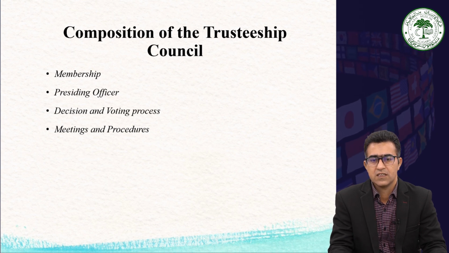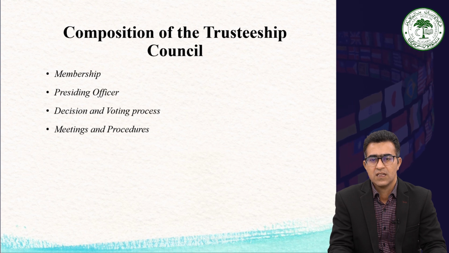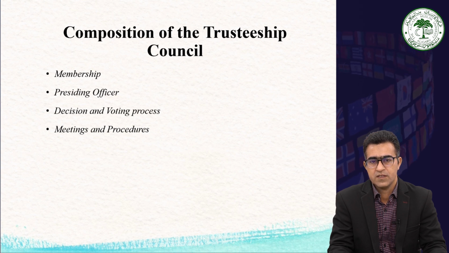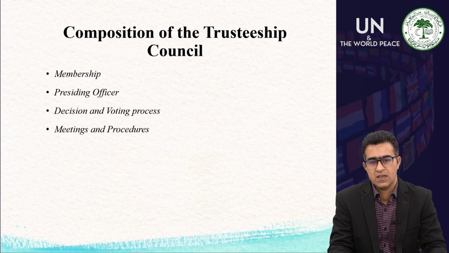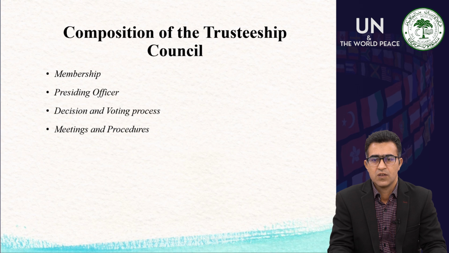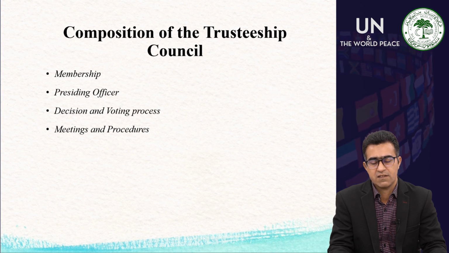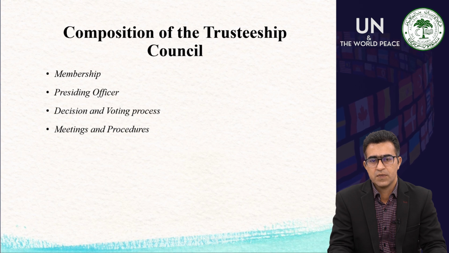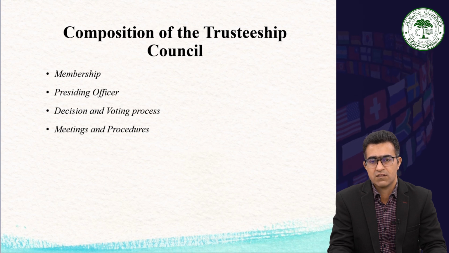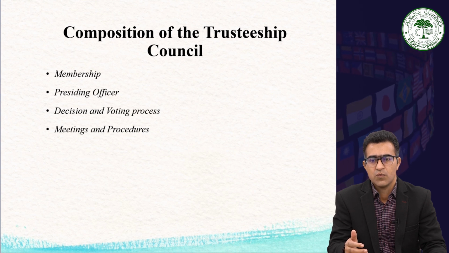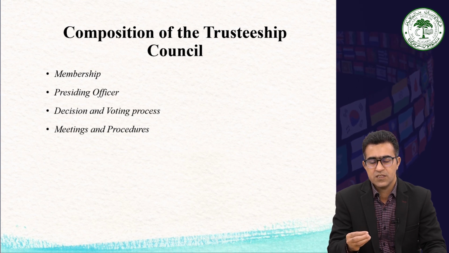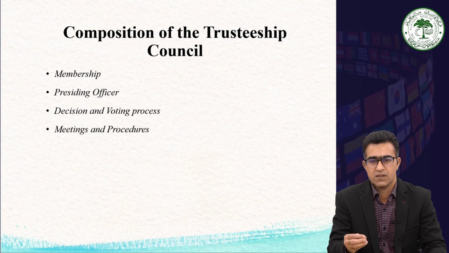According to Article 86 of the UN Charter, there are 3 types of members in this Trusteeship Council. First, those members of the UN which were administering trust territories. Second, those permanent members which are not administering territories. Third category of members are those members who are elected for a 3 year term by the General Assembly. So, dear students, the very composition of this council was made quite complicated, and it was because of some reasons, some factors.